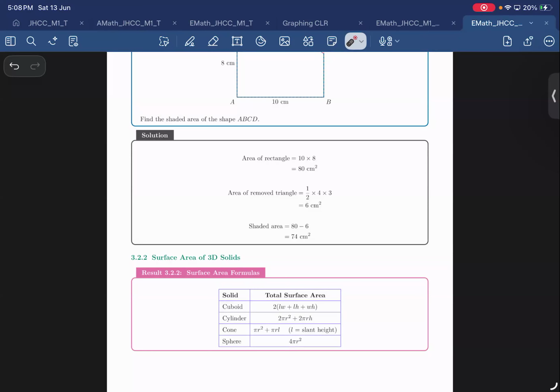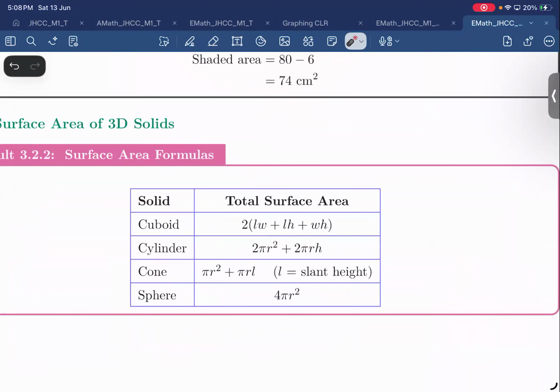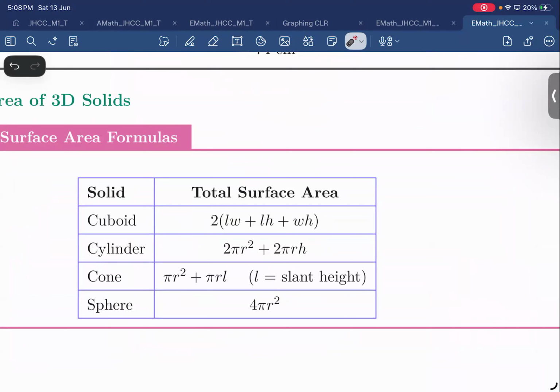So surface area. For a cuboid, which means like a cube but the sides are different, each of the faces add together. A cylinder basically is the curved surface area, which is 2 pi r, the circumference, times h, and then the two caps, the top and bottom.